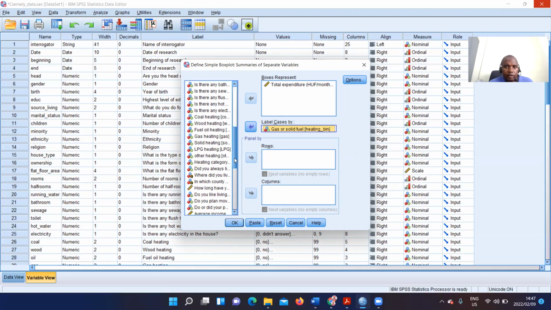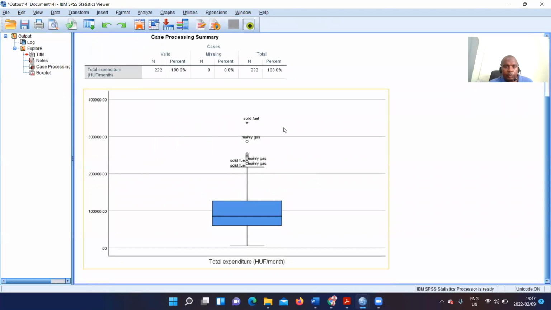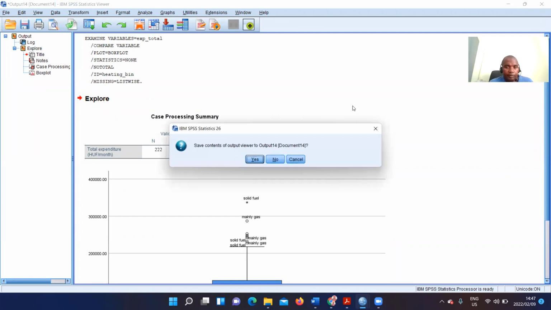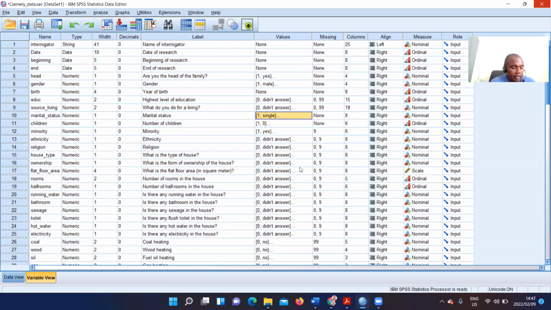And then label cases bar, we just rows, columns. Let me just leave it at that and then click OK. The box plot will be like that in this particular case. And then the measures of central tendency and the measures of dispersion, I've already calculated those, ladies and gentlemen.